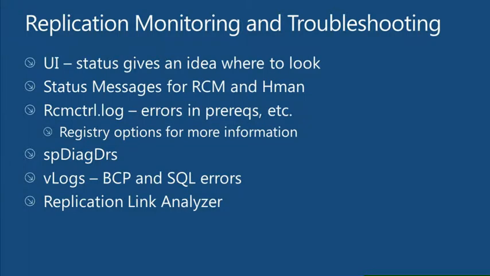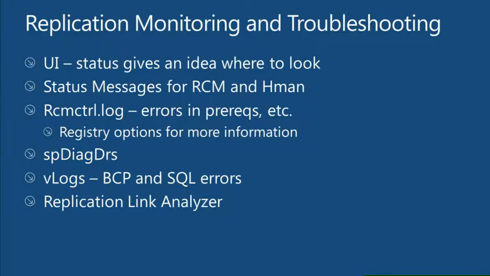For troubleshooting, we created a stored procedure called spdiag-drs that dumps out a ton of information on your replication links, your configuration of sites, what type of sites you have, primary versus secondary versus CAS, whether the link status is up or down, what replication groups you have, how they're being replicated, and so on. That's more of a troubleshooting thing, as are the logs for BCP and SQL errors, because we use BCP to bulk copy our information as we're establishing the replication links.